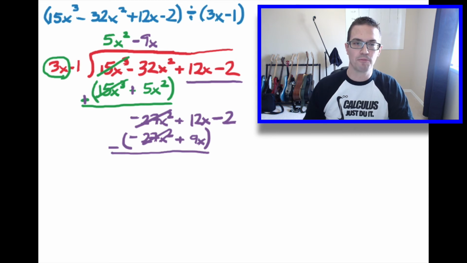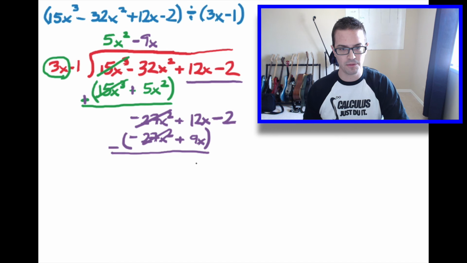Now from here, what we're going to do is just keep doing the same operations that we were doing before. So 12x minus 9x is going to be 3x. So I'm going to write a 3x here. And then this negative 2 is just going to drop down like this.